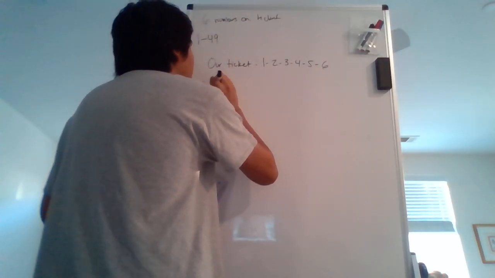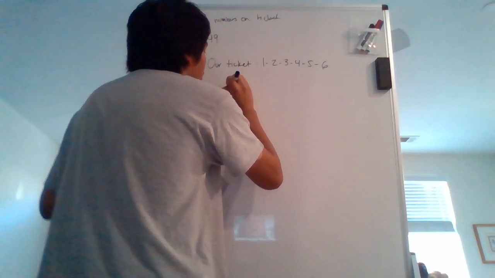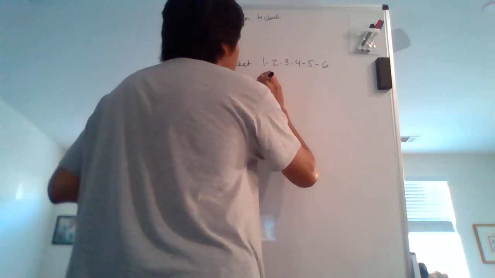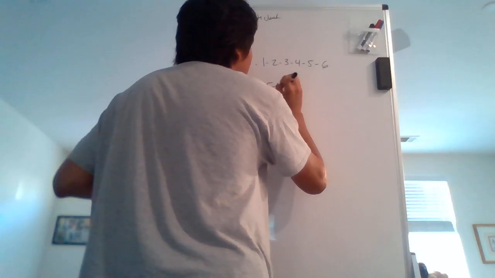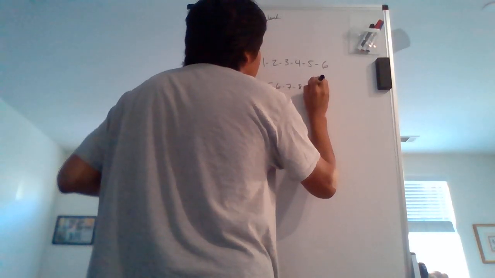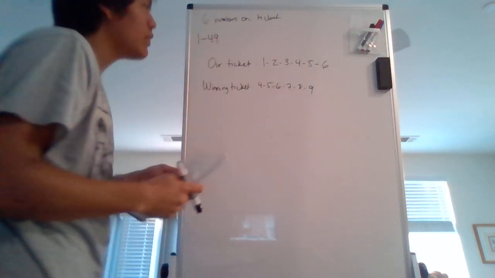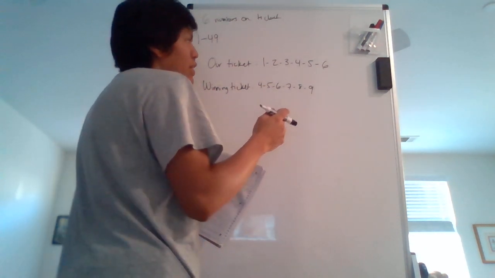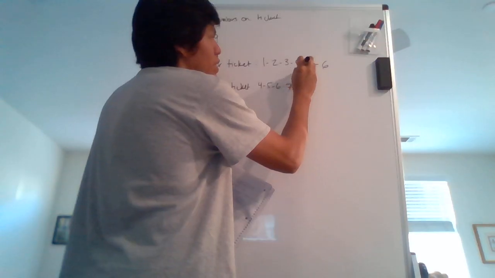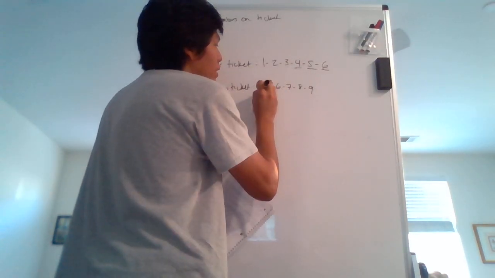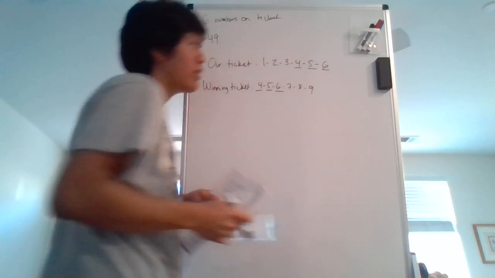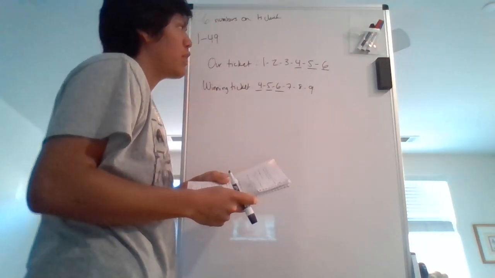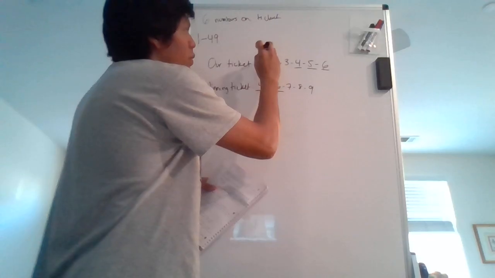But the winning ticket has the numbers 4, 5, 6, 7, 8, and 9. Okay. So our ticket matches 3 numbers on the winning ticket, right? And these other 3 numbers don't.